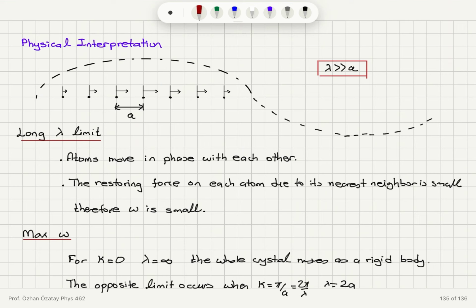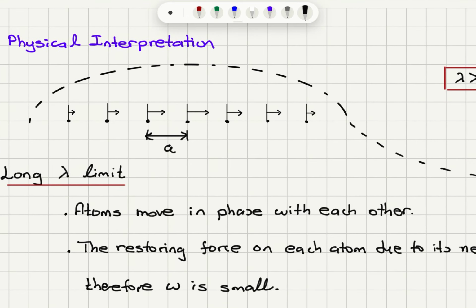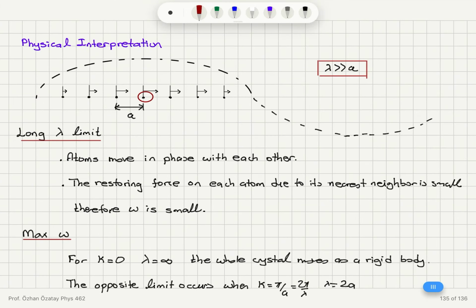Now in the physical interpretation, in the long wavelength limit, when lambda is much greater than a, if I plot explicitly what the atoms are doing, you can see here I have a long wavelength and the atoms are displaced from their equilibrium positions. The maximum displacement is for this atom. So what I see is that the neighboring atoms here move in phase with each other within this half wavelength. And so that is within a loop, and the restoring force on each atom due to its nearest neighbor is small, therefore omega will be small.